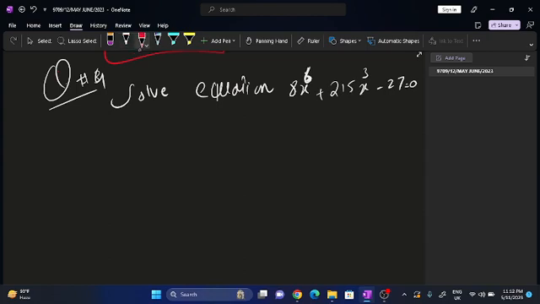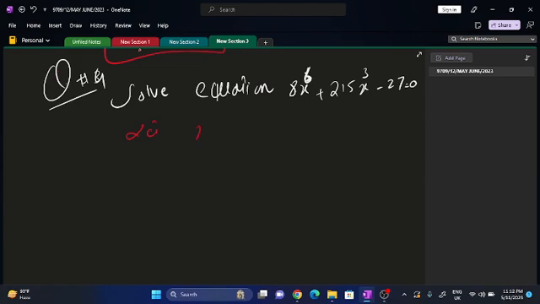Whenever an equation comes to you with a power higher than x^3, you have to do a substitution, so do some letting. Let x^3 equal t. Whenever you put x^3 equals t, your equation of power 6 is converted into 8t^2 + 215t - 27 = 0. Now this is a quadratic equation.